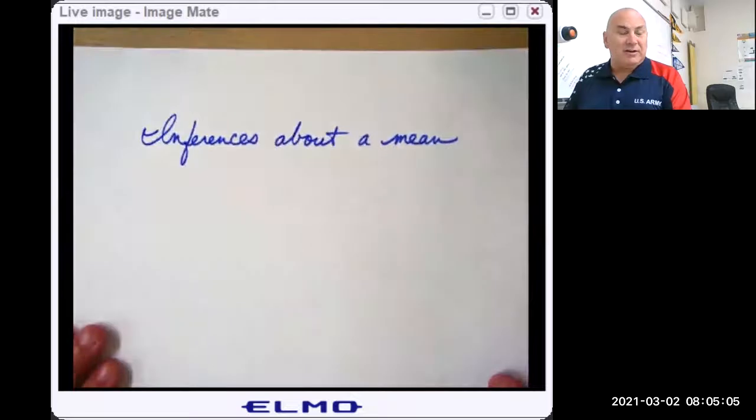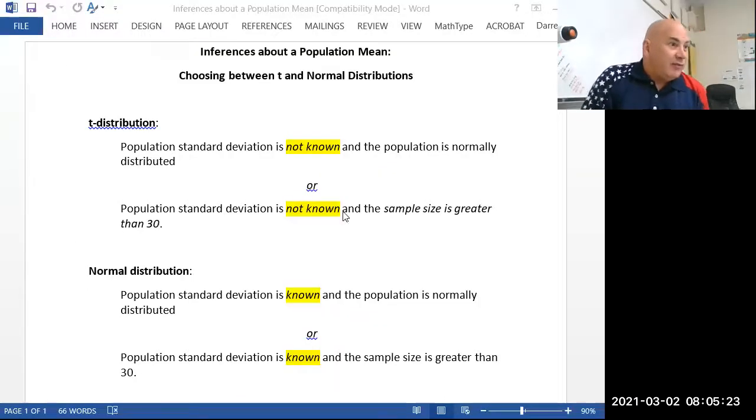So let's talk inferences about a mean. Again, if you don't know sigma, we're going to use t. Again, this is about population means. If you don't know sigma, we're going to use t. If you know sigma, we're going to use z.